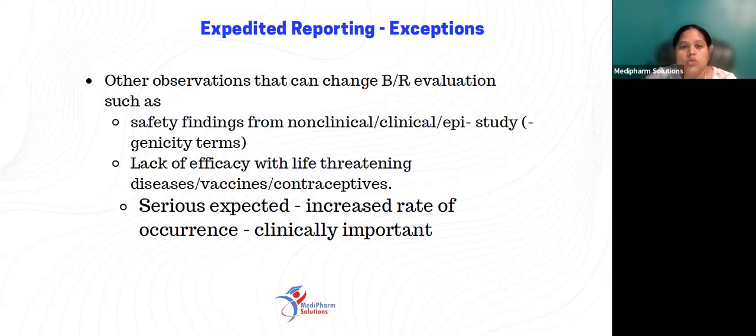Okay. So there are a few scenarios which I am going to discuss. In these situations, you have to submit in an expedited manner. For example, any observations that can change the benefit-risk evaluation, such as safety findings from non-clinical, clinical and epi studies, genotoxicity terms. Okay. So this has to be submitted in an expedited manner. So what does this mean?